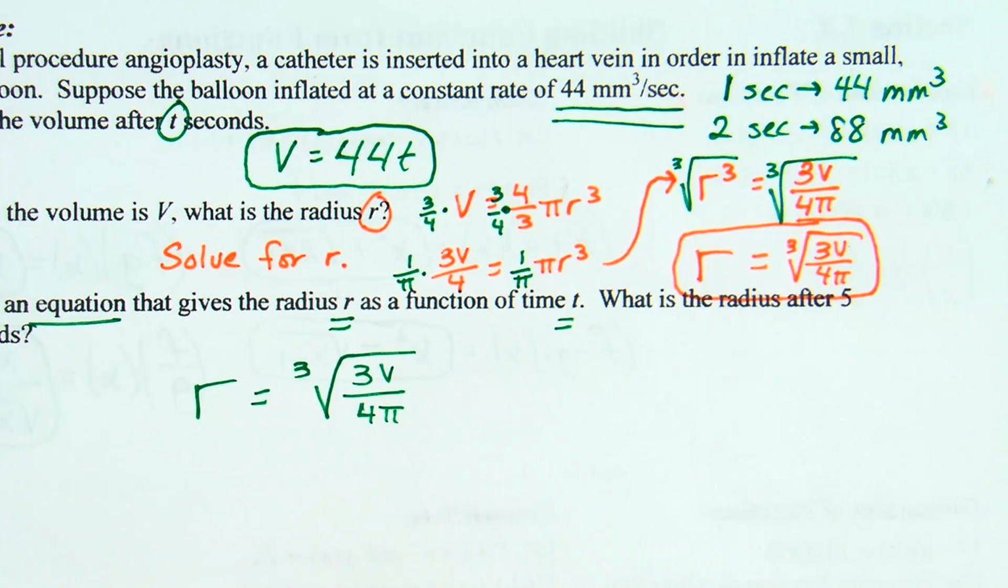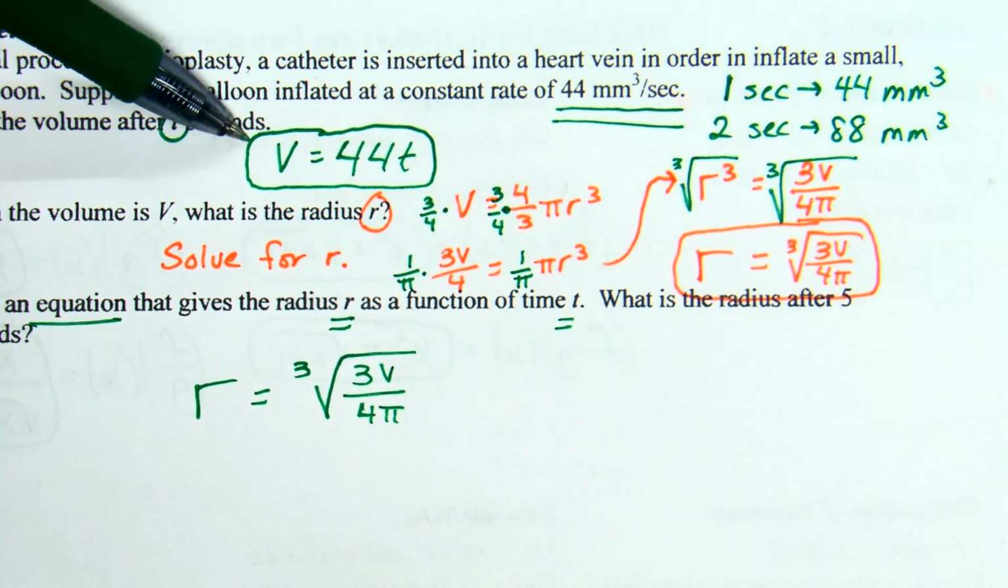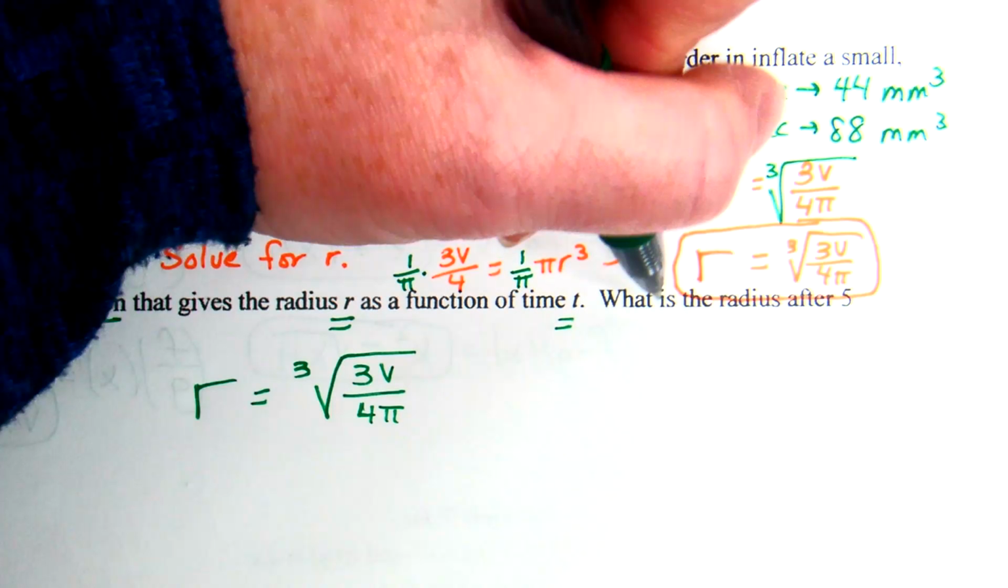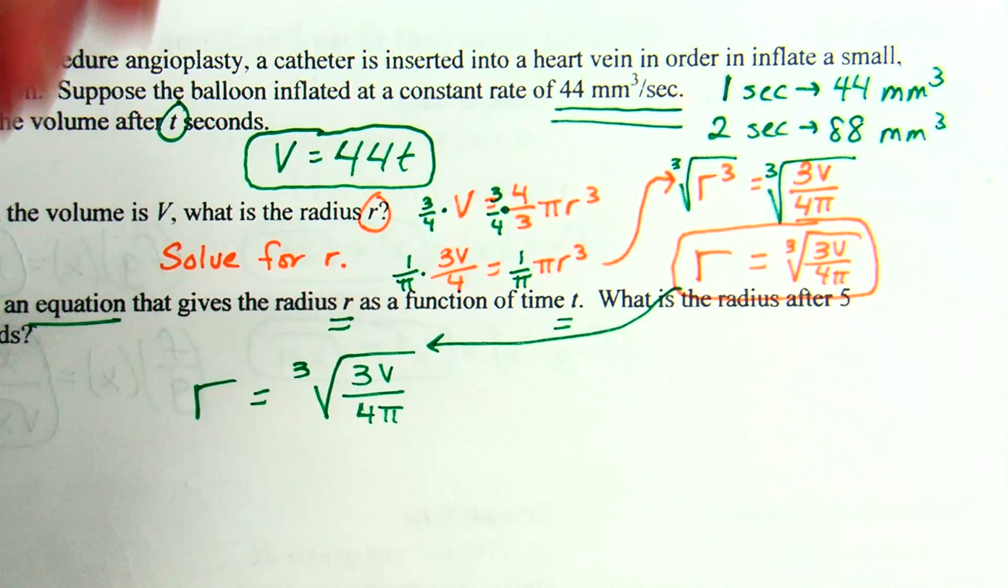Put 44t in place of the v. Where's 44t coming from? Yeah, didn't we already do that? We already found v as a function of t. So we can take, okay, so this equation came from right here, right? Now we can take this equation up here and put it in place of v.